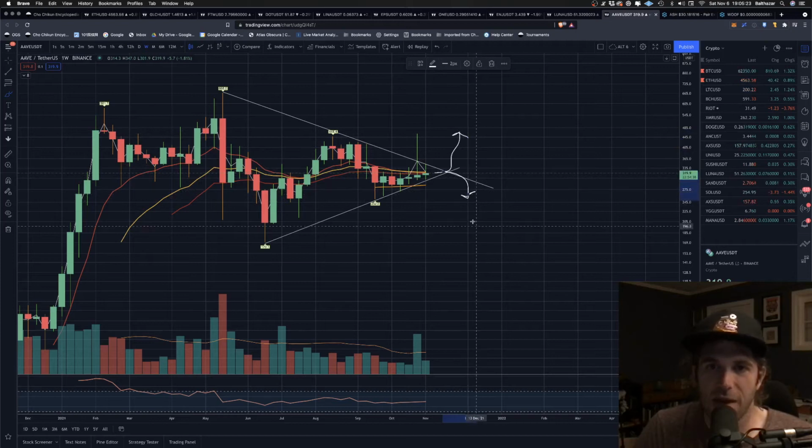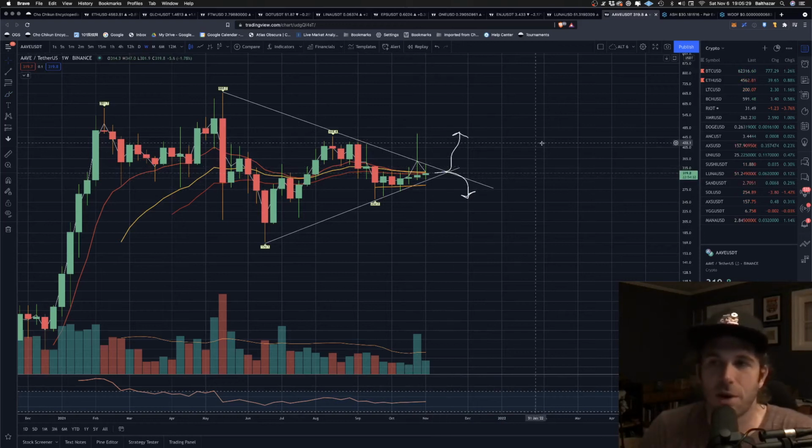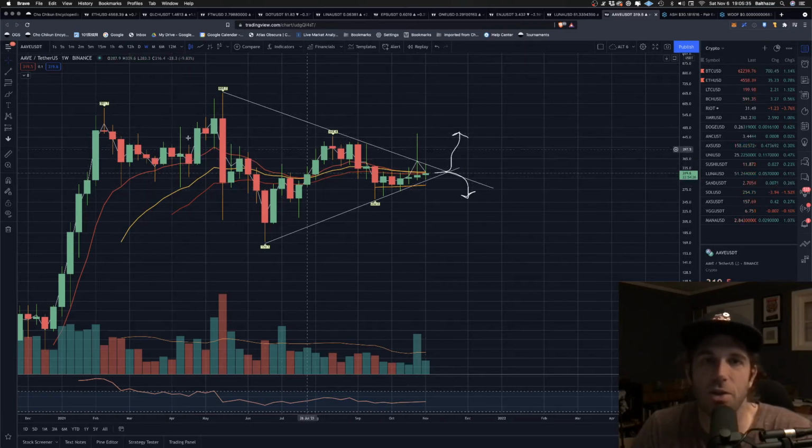I'm not going to try to guess. I want to see which way it goes and then react to that. And unfortunately, it's a little bit harder in crypto to take advantage of these situations. You can still do it, and it really depends on which exchange you're using.